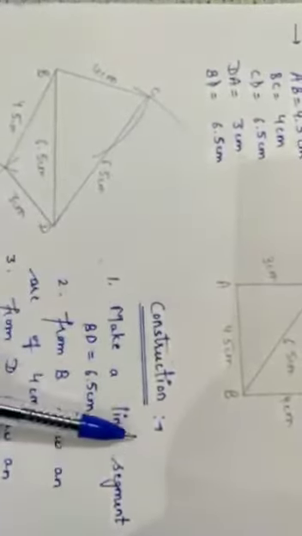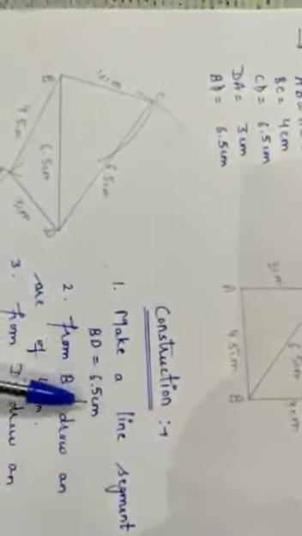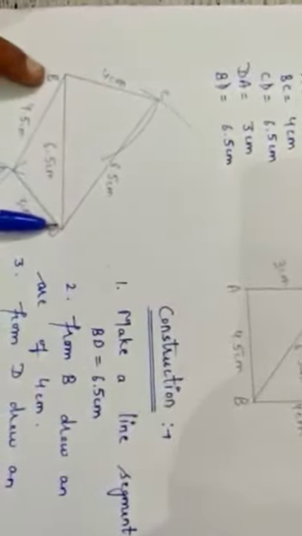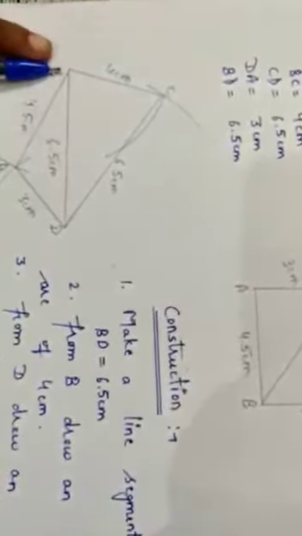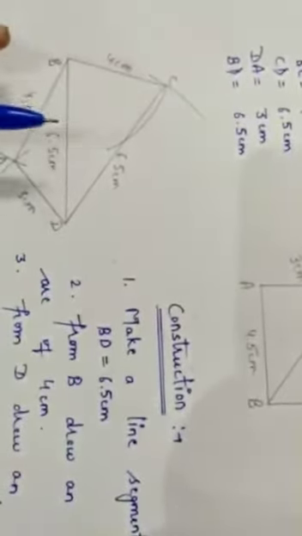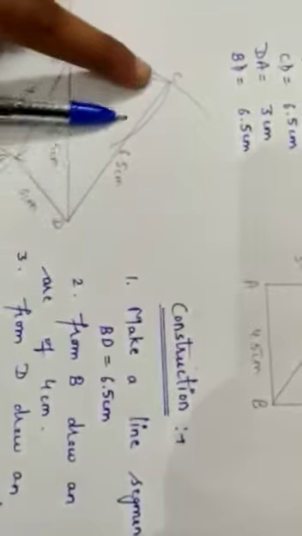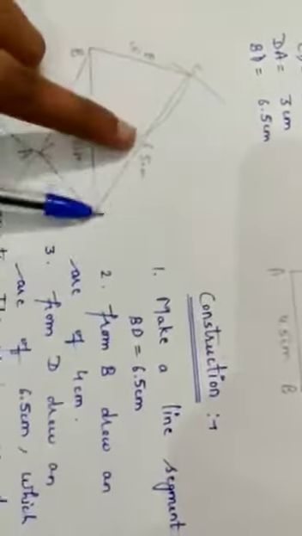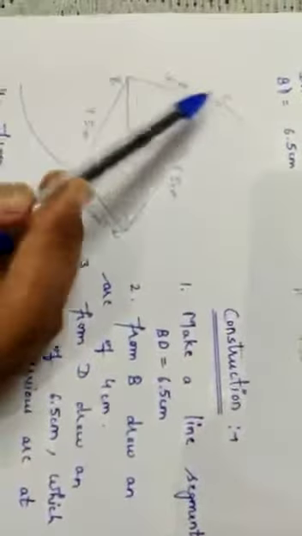Now the construction is, first of all, make a line segment BD of 6.5 centimeters. From B, draw an arc of 4 centimeters. Now from D, draw an arc of 6.5 centimeters which meets the previous arc. See, the previous arc is this one of 4 centimeters. So these both arcs will meet at a point C.